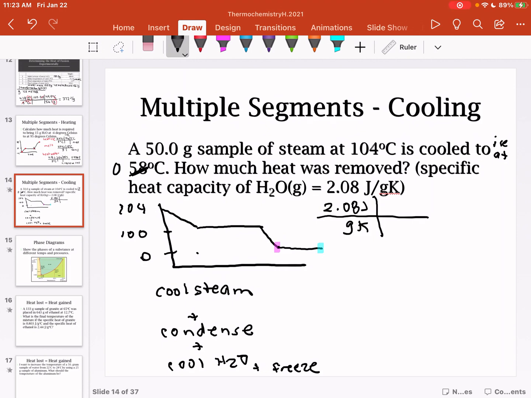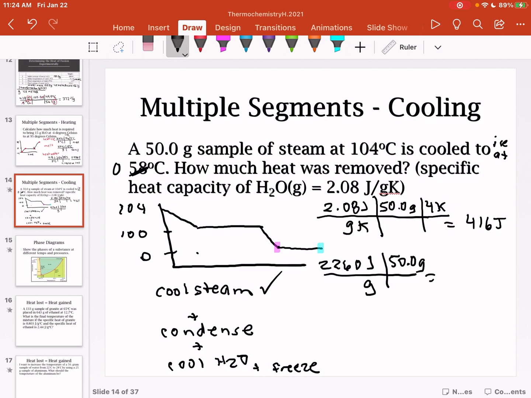So we had a 50-gram sample, and we are cooling it by 4 Kelvin degrees. Remember, specific heat, a delta T in Celsius and a delta T in Kelvin are the same thing. So this works out to be 416 joules, and that was the first segment of our plan. Now we need to do reverse vaporization. We said the magnitude was exactly the same. It's still 2260 joules per gram. I still have 50 grams, and there's still no delta T. So this is 113,000 joules. That's a lot. So that's piece 2 of our plan.